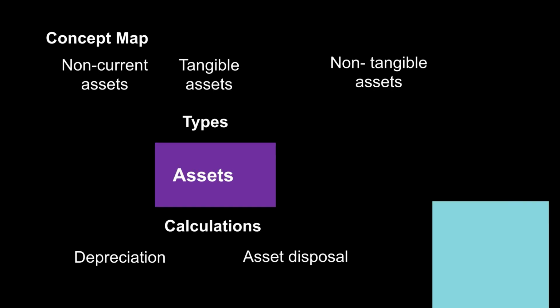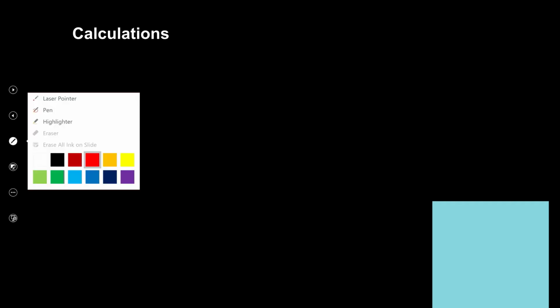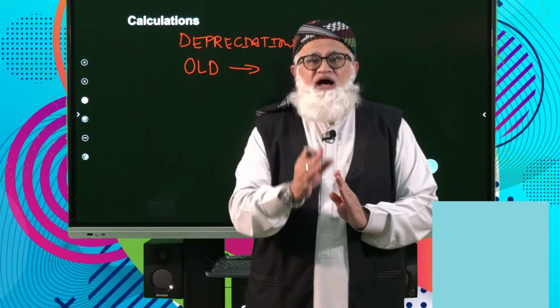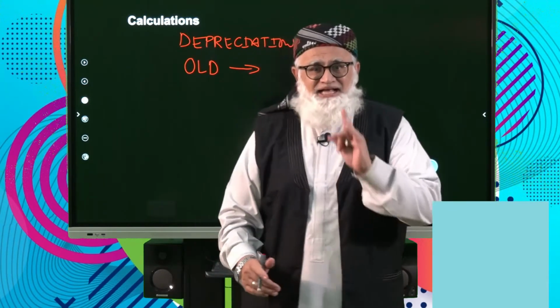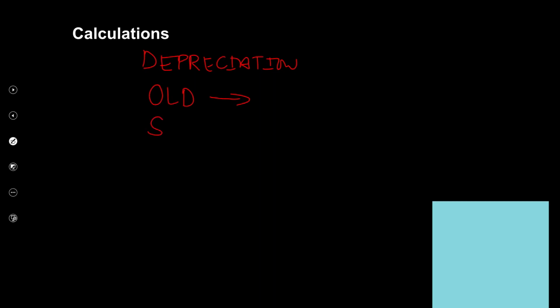Whenever you are dealing with your calculations with regards to asset disposal, remember, when you're doing your depreciation calculations, always separate the old. That means all the equipment or whichever asset you're dealing with, separate the old from the sold and the new. So keep this in mind. Whenever I'm doing a calculation for depreciation, I separate old, I separate sold, and I bring in the new.